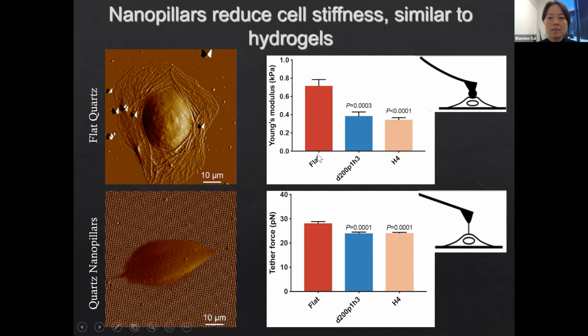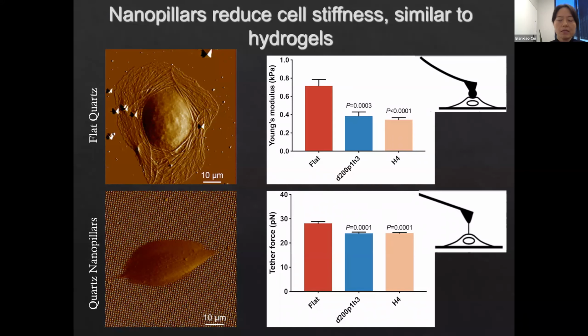And so this is the apparent Young's modulus of the cell. That's flat, and this is nanopillar, this is hydrogel. So we can see that both nanopillar and hydrogel are substantially lower than the cell on flat. And when we try to pull a lipid tether from the cell membrane, there's a tether force. Again, both nanopillars and hydrogel are lower than the flat substrate.